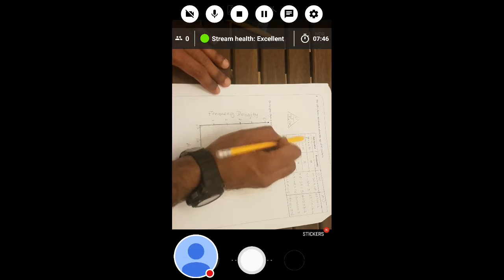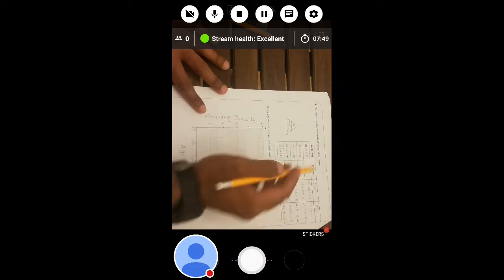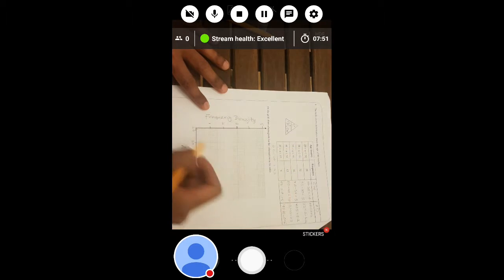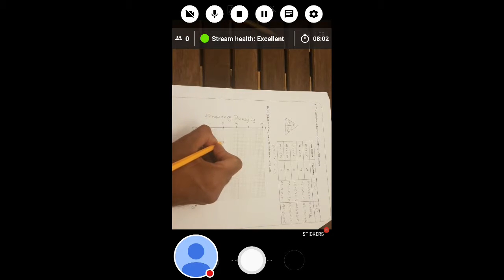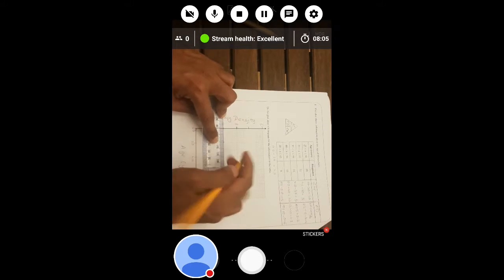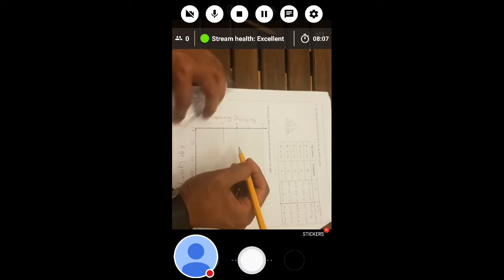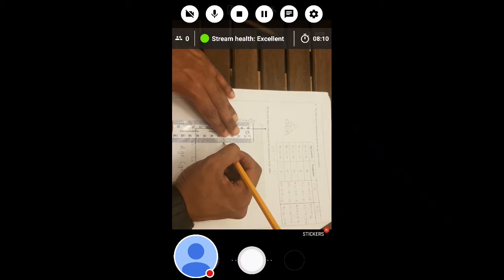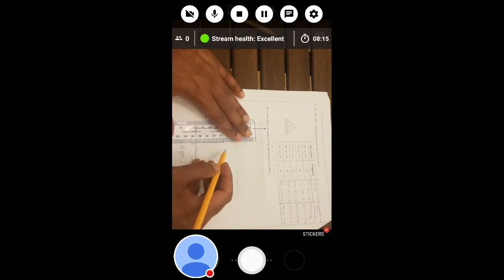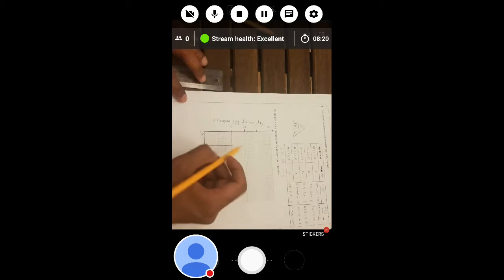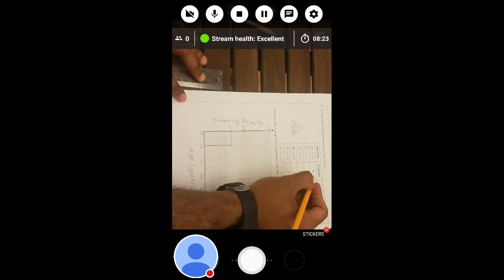The first rectangle for the histogram is from 20 to 30, so the width is from 20 to 30 and the height is going to be 2. I'm going to make a mark over there and there, so I know it's only 10 wide. Use a ruler, 20 to 30. There we go, that's the first bar done.